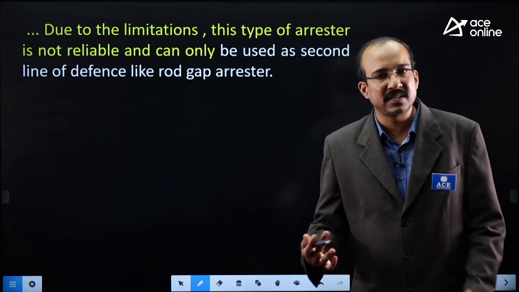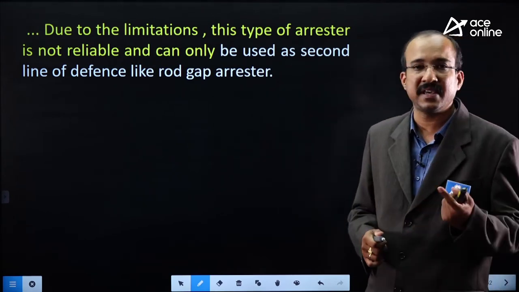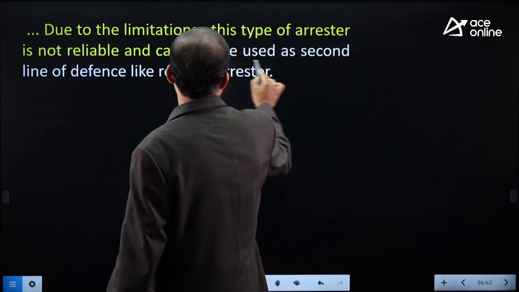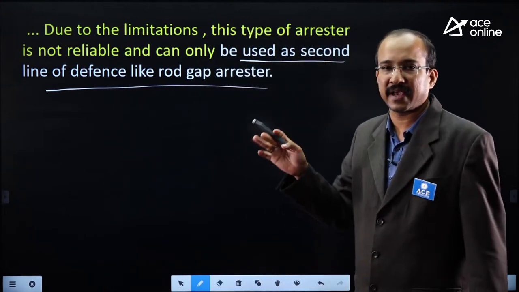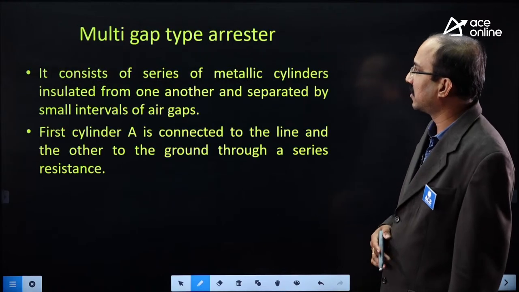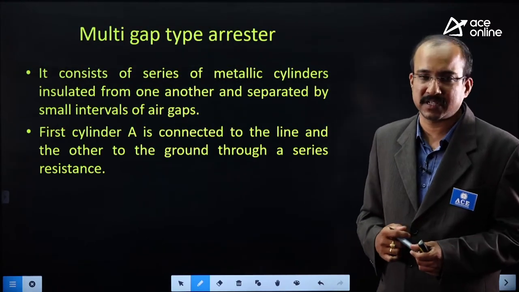So, these limitations are listed out. Due to these limitations, these arresters are used only in the second line of defense, not in the first line of defense. Second line of defense, like rod gap type arresters only, we are going to use. Now let us go for the next one, that is the multi-gap type arrester.